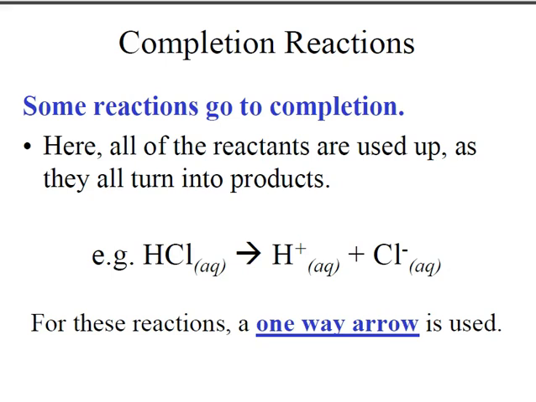So here we use a single arrow to demonstrate that all of the reactants are used. So if you see a single arrow, that signifies that this is a completion reaction. We'll also see terms like go to completion in the descriptions of our problems, and that'll be a clue to us that it is not a reversible reaction.